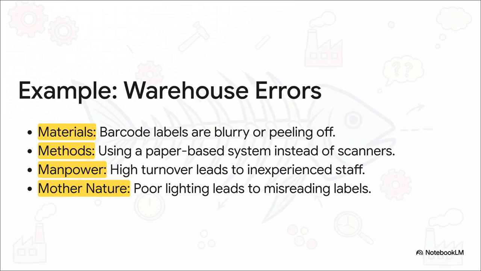Or what about a warehouse that keeps sending out the wrong items? Their diagram was just as revealing. Under materials, the barcode labels were blurry and peeling off. Under methods, they were still using paper instead of scanners. High turnover meant their manpower was always inexperienced. And get this, under Mother Nature, they found that poor lighting was causing people to misread the labels.